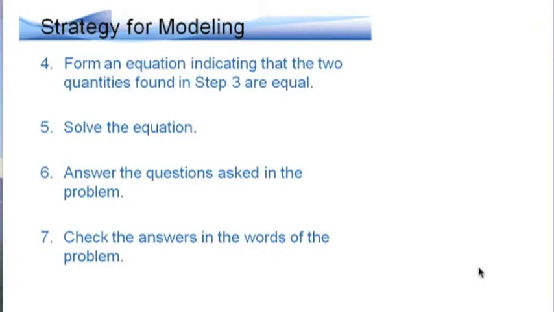Form an equation indicating that the two quantities found in step 3 are equal, solve the equation, and answer the question that was asked in the problem. Check the answers back into the words of the problem. Make sure it makes sense. Don't tell me that you sold 2.39 hot dogs. No, we can't sell 2.39 hot dogs, okay?